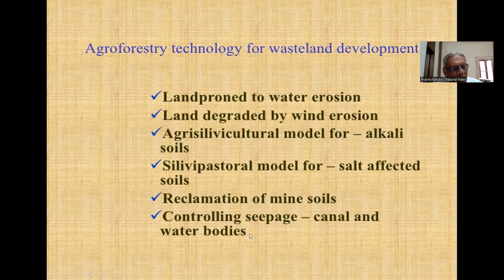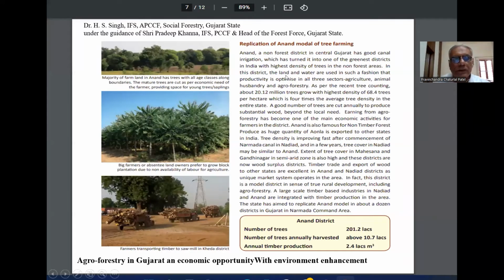So you can see that along the canal, the people or government are growing the trees. So it controls the seepage, canal, and water bodies. Then I am giving the example of the Anand district. So in Anand district, you know that the majority of farmland in Anand has trees of all age classes along boundaries. So they grow the trees on the boundary of the field. The major trees are cut as per the economic need of the farmers, providing space for young trees and saplings.